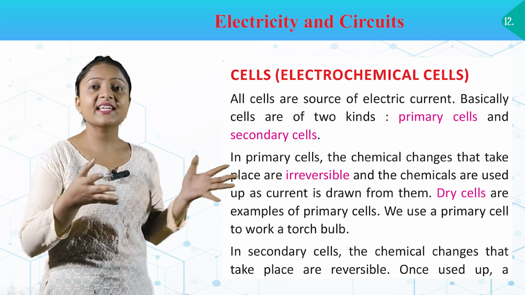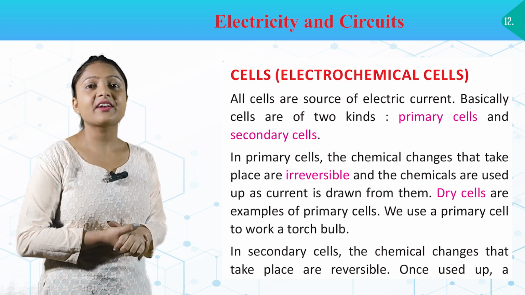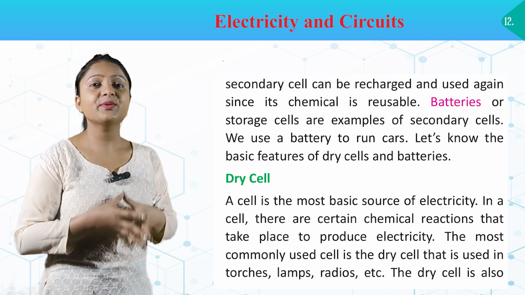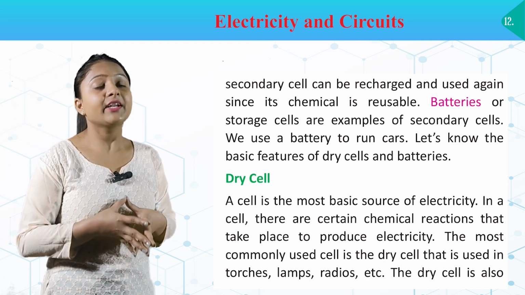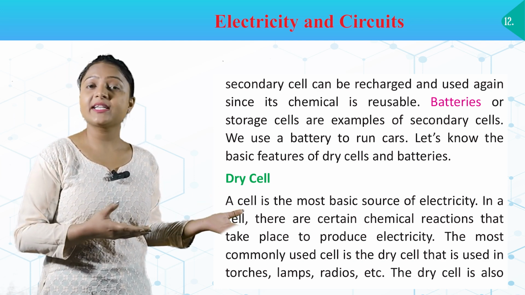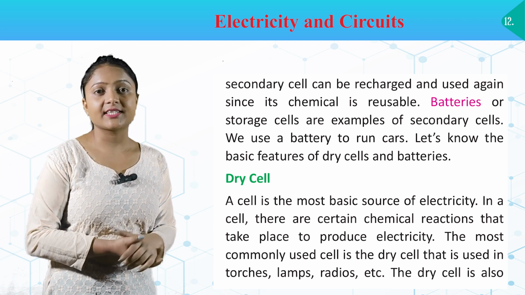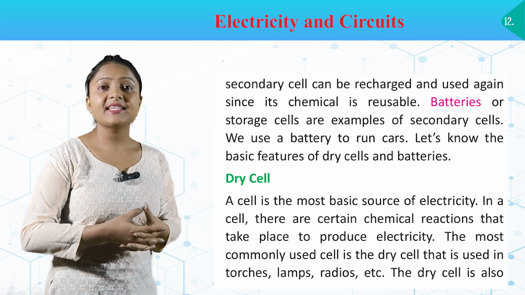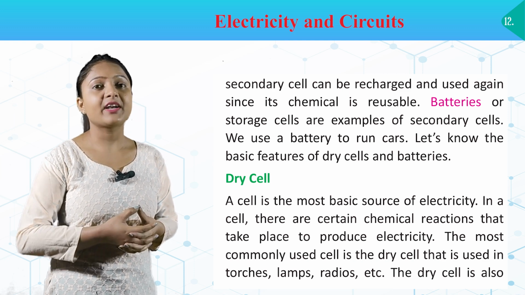In secondary cells, the chemical changes that take place are reversible. Once used up, a secondary cell can be recharged and used again since its chemicals are reusable. Batteries or storage cells are examples of secondary cells. We use a battery to run cars. Let us know the basic features of dry cells and batteries.